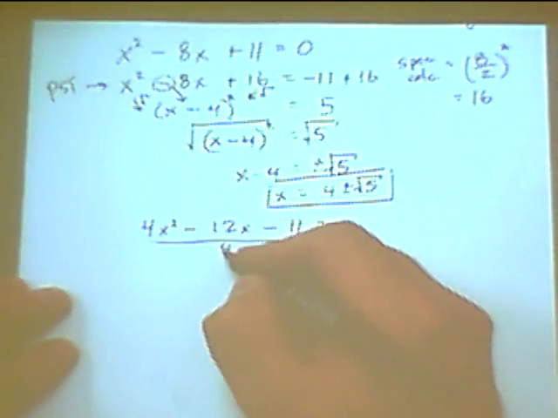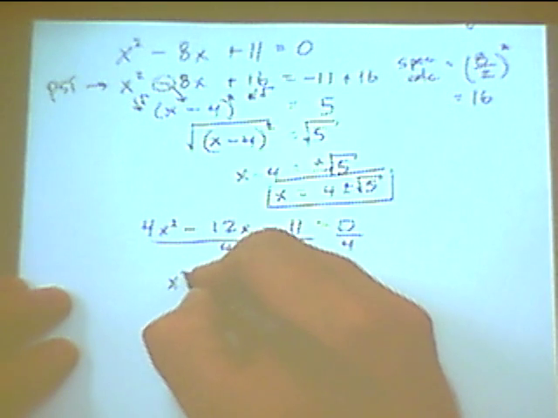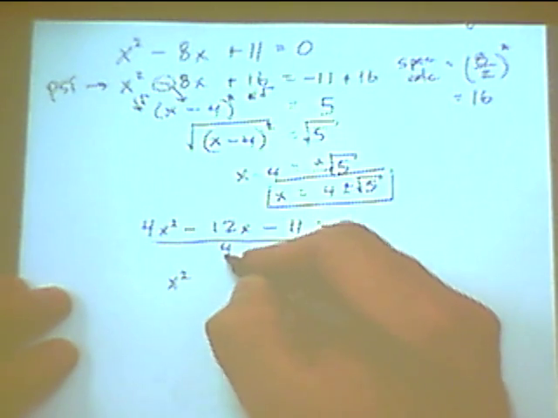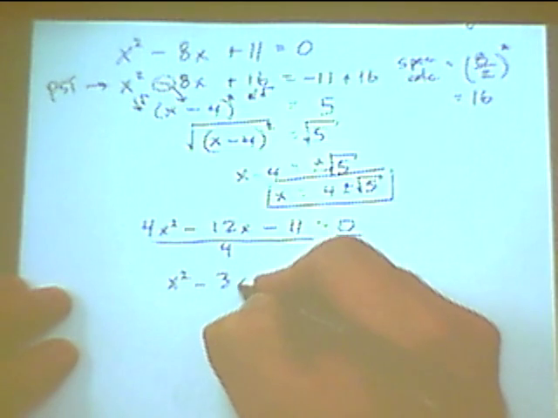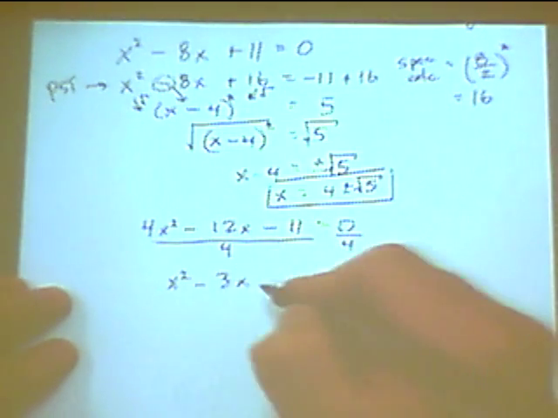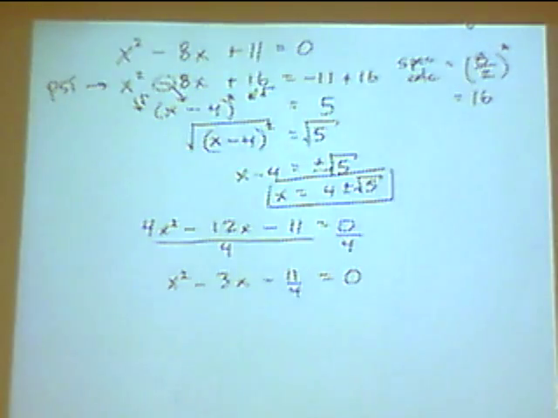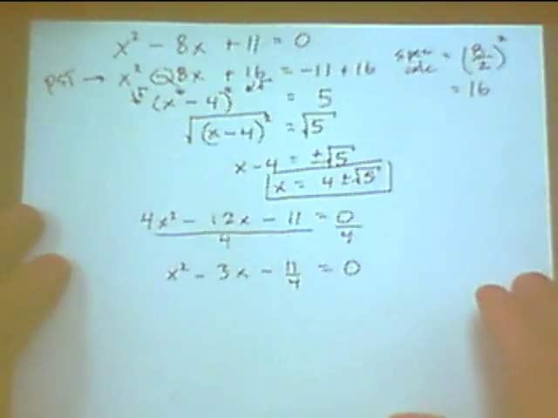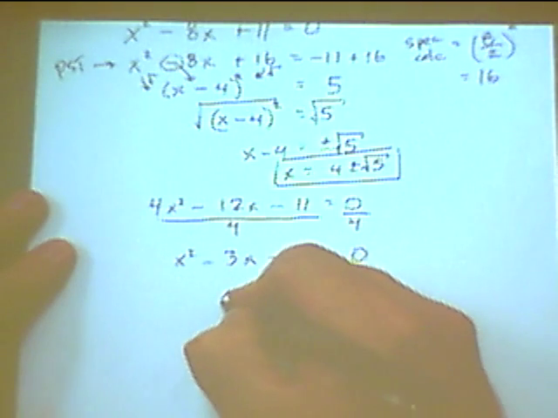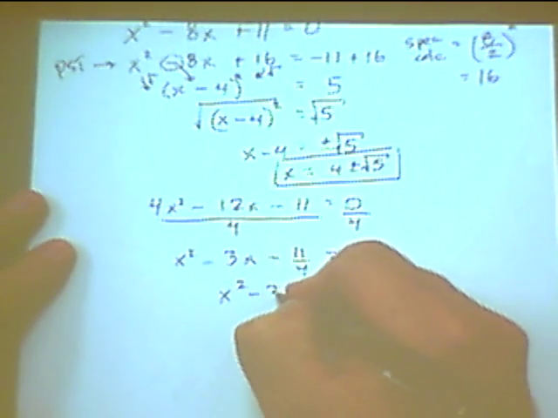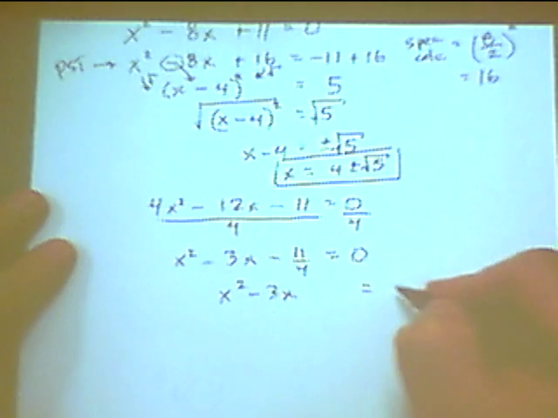So 4x squared over 4 is just x squared. Negative 12x over 4 is negative 3x. Negative 11 over 4 is negative 11 over 4, equals 0. So now my squared term does not have a number in front of it. Now I need to move the number to the right hand side, so I'm going to add 11/4 to both sides. I'm going to leave my gap in here.